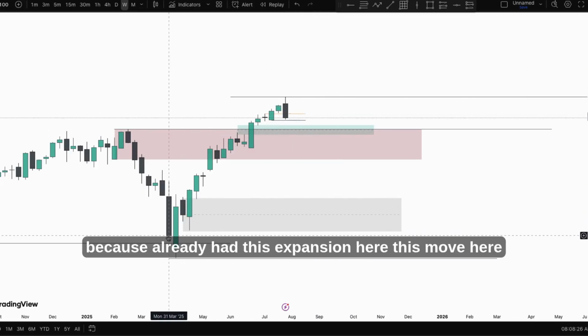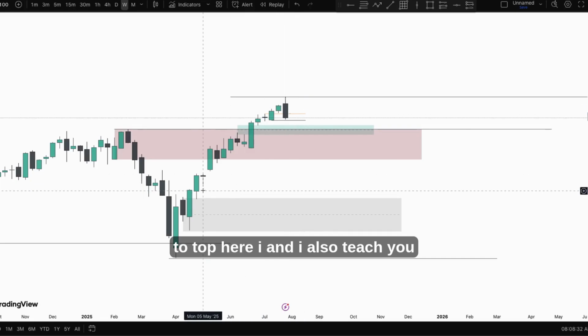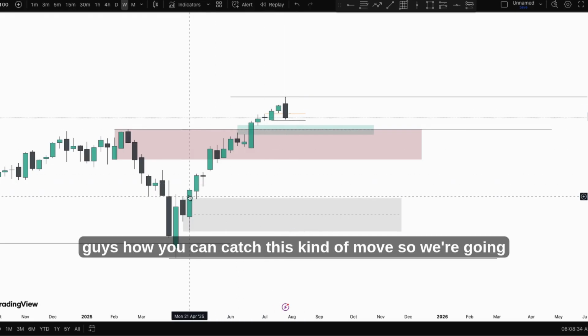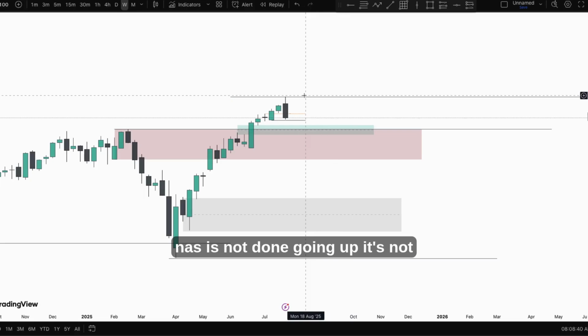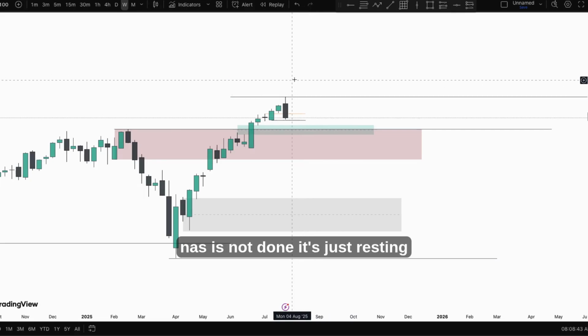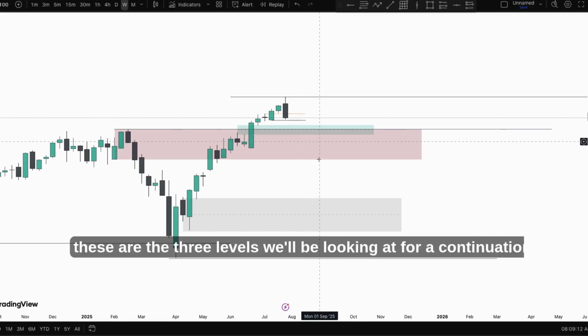We already had this expansion here, this move from bottom to top, which I called out. And I also taught you guys how you can catch this kind of move. So we're going to get that kind of move again. It's going to happen again. NAS is not done going up. NAS is not done, it's just resting. These are the three levels we will be looking at for a continuation.